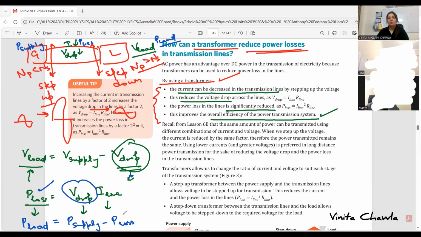So if there are less power losses, then the power that is delivered to the load would be the same as the power that has been supplied from the generator.